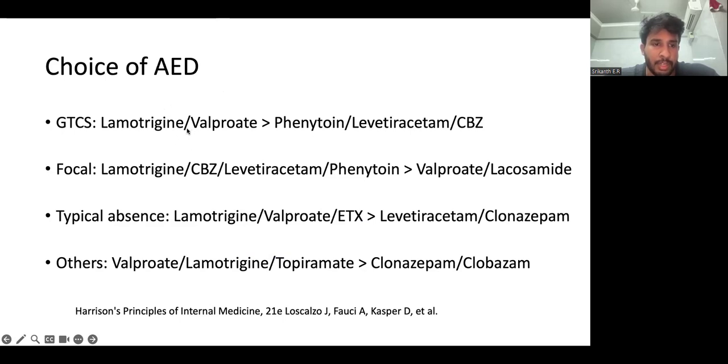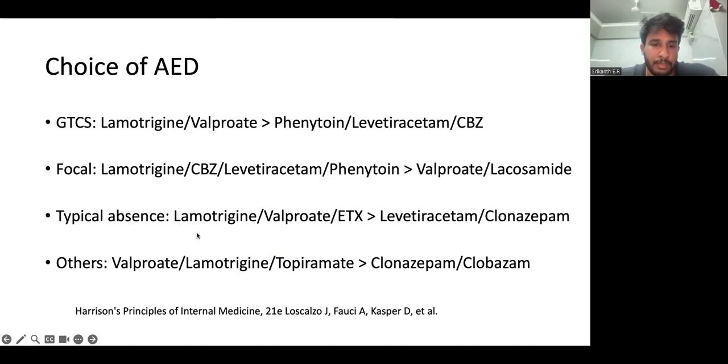Lamotrigine is said to be the drug of choice for GTCS. This is primarily valproate and lamotrigine, and then followed by phenytoin, levetiracetam, and carbamazepine. For focal seizures, carbamazepine was traditionally considered the drug of choice, but now we also have lamotrigine and levetiracetam and phenytoin, which are considered first choice drugs.